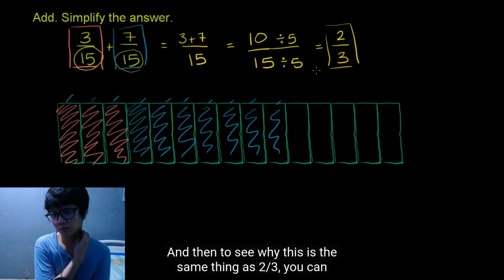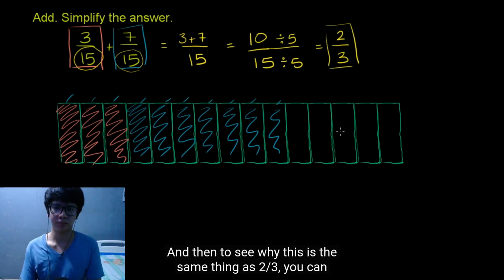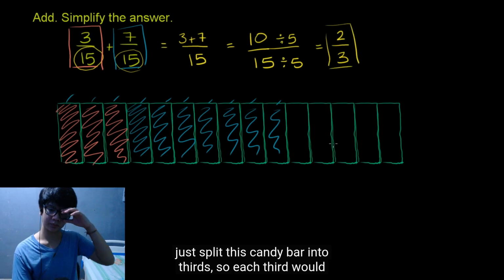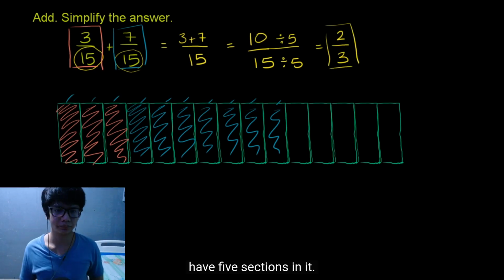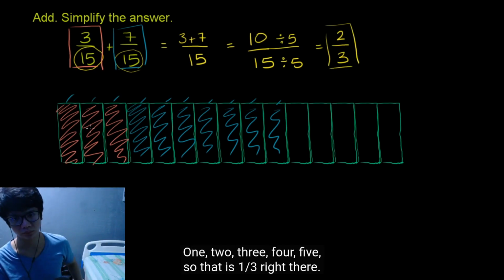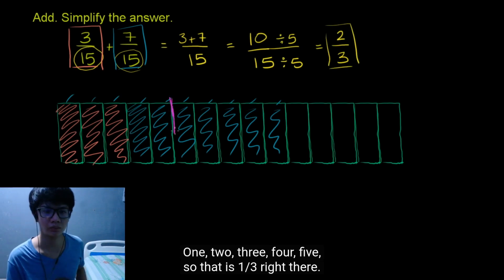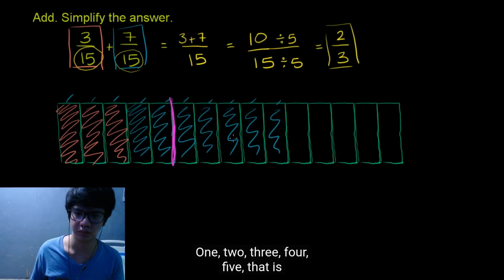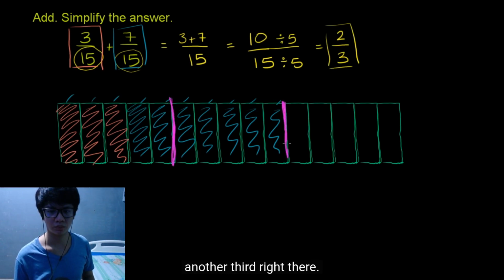And then to see why this is the same thing as 2/3, you can just split this candy bar into thirds. So each third would have 5 sections in it. So let's do that. 1, 2, 3, 4, 5. So that is 1/3 right there. 1, 2, 3, 4, 5. That is another third right there.